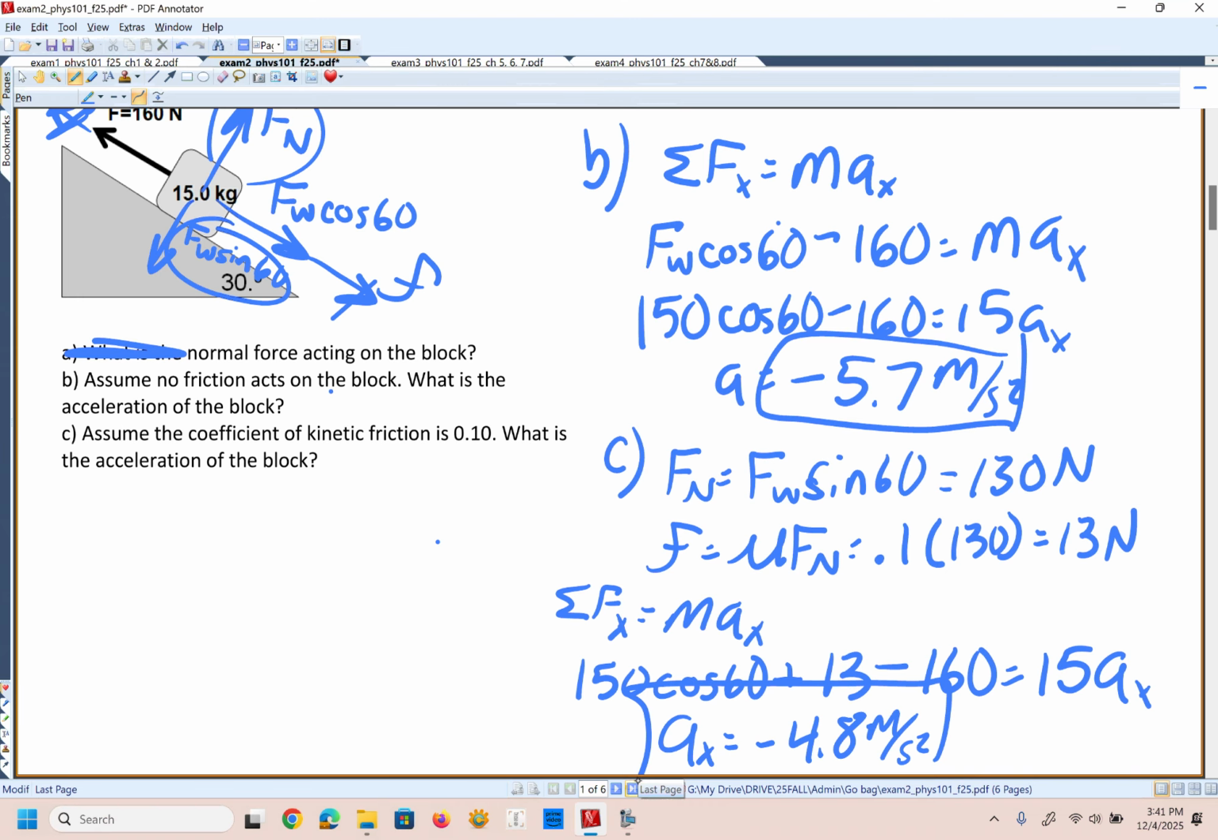It should be less than the previous answer, which it is, a little bit less, because you have this frictional force slowing it down a little bit. So if you get a number that's more than that, you've done something wrong.